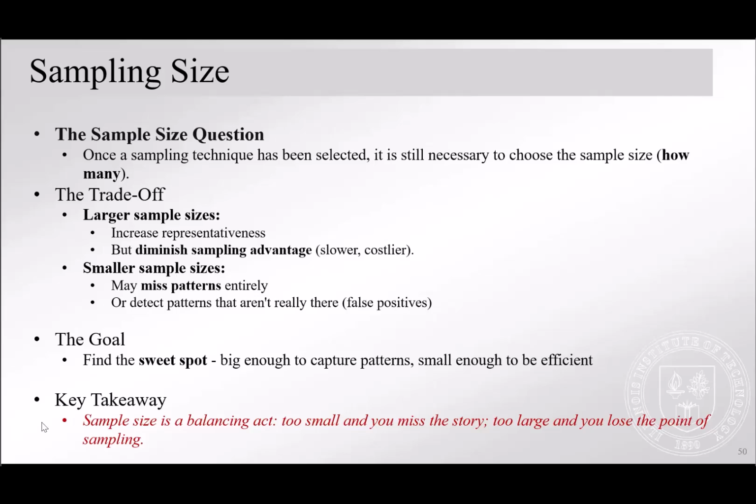So the goal here is finding the sweet spot: big enough to capture the patterns you need, small enough to be efficient. The bottom line is that sample size is a balancing act. Too small and you miss the story, too large and you lose the point of sampling. So I need to find the sweet spot, the balance between the two.